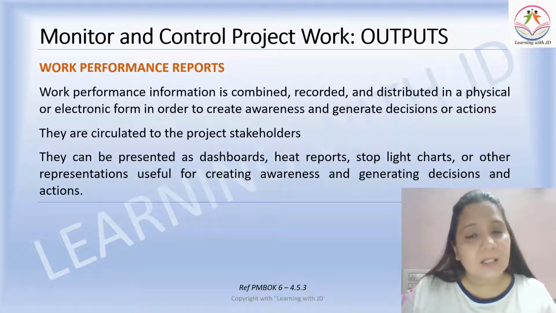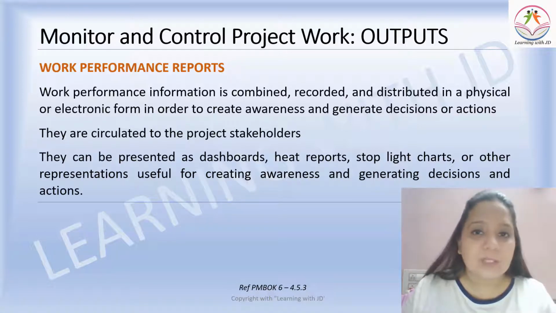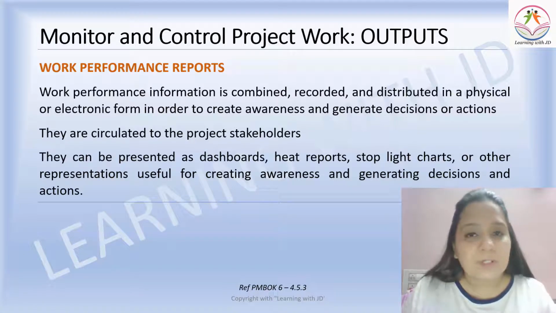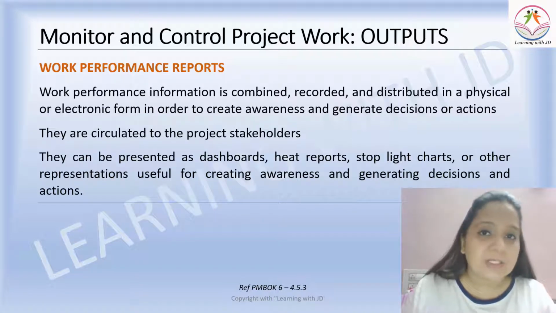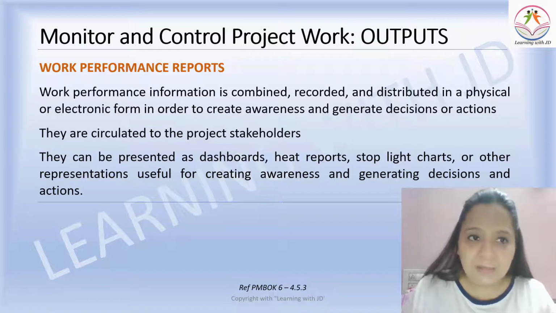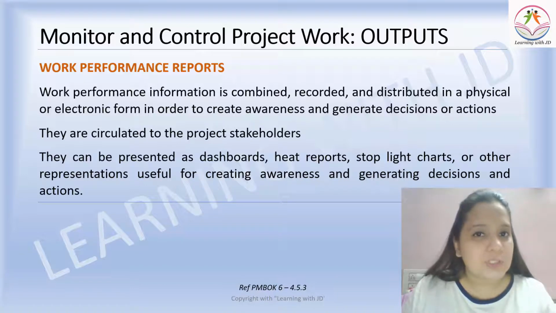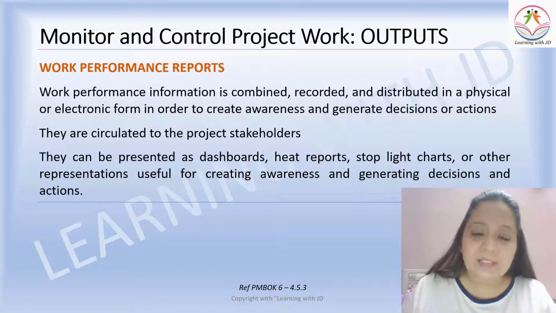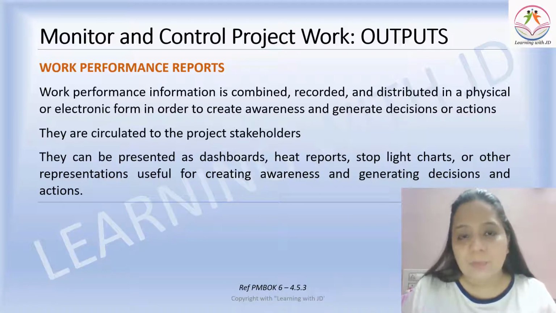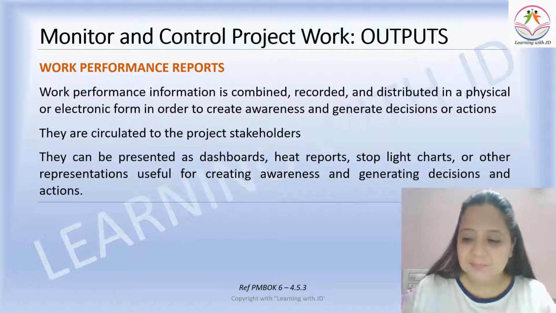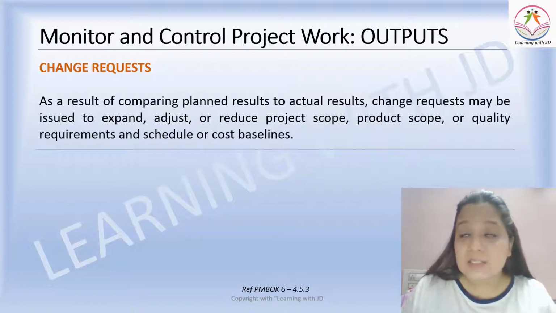Work performance data is the raw output data that you get from direct and manage project execution. Work performance information is the comparison of that raw data with what actually was planned. And work performance report is an output of monitor and control project work that determines if any change is required, and it is presented in the format of a heat report or a stoplight chart or a dashboard to all the stakeholders. Yeah. Then there can be change requests coming up here.